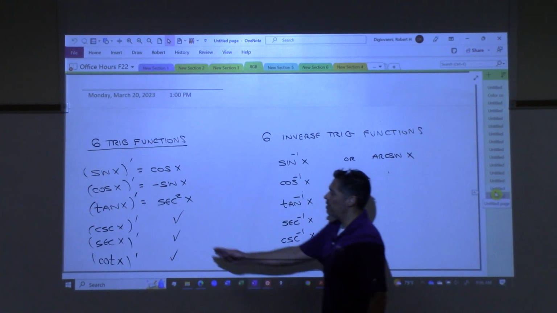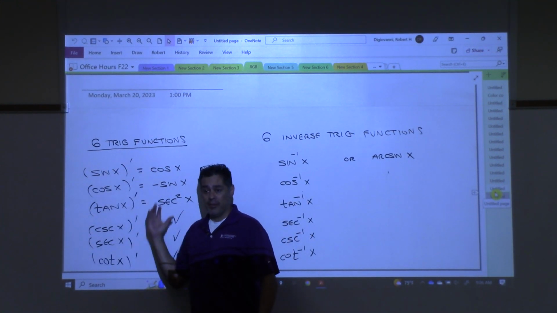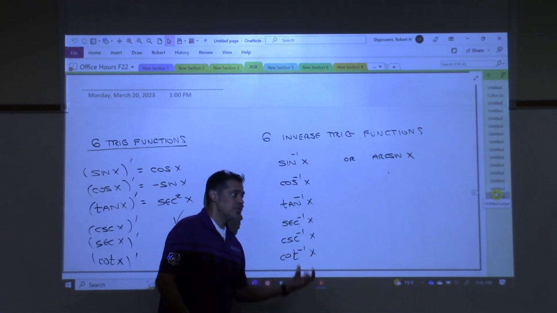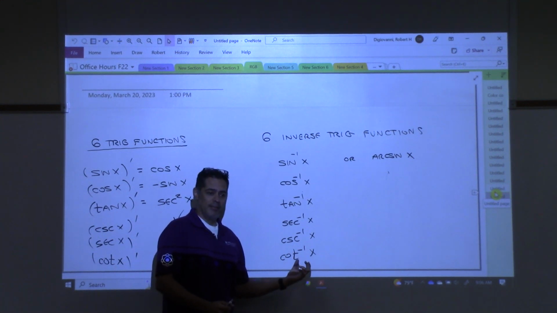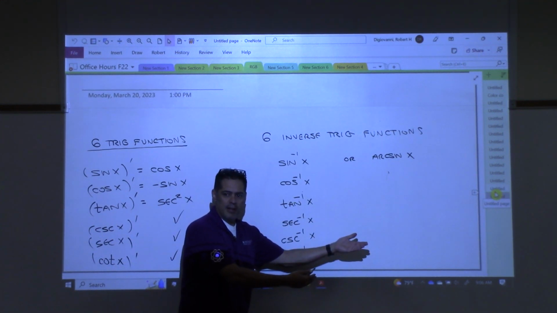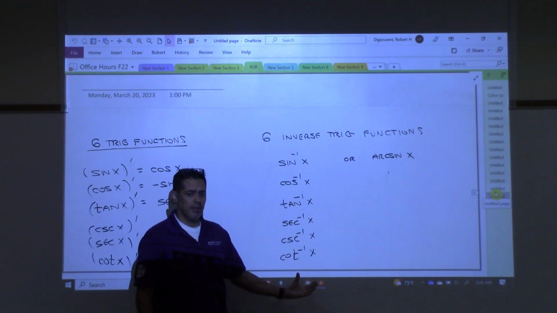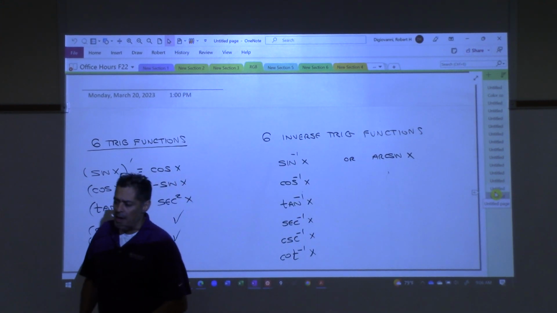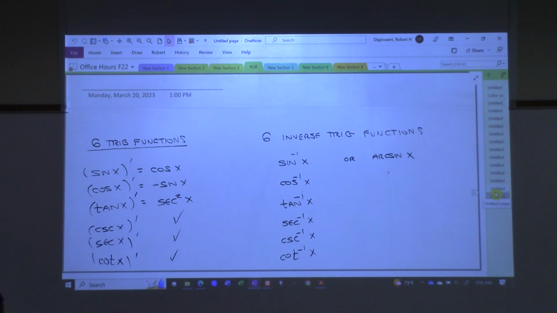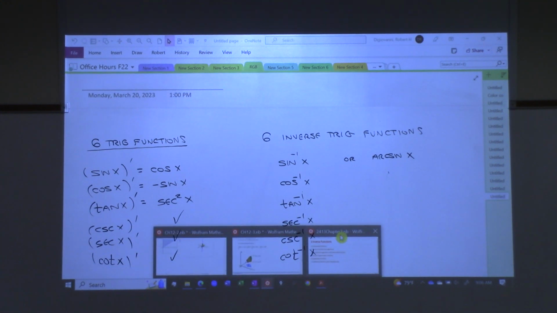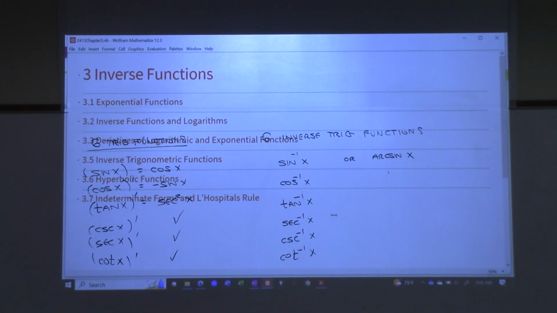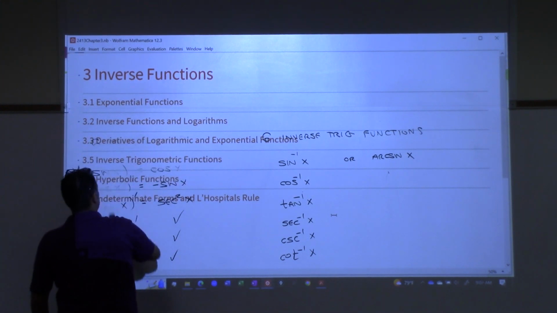So you've got the 6 trig functions, and they each have derivatives. We have the 6 inverse trig functions, and guess what? They each have derivatives too. So what we want to talk about are the derivatives of these. I don't want to get too deep into pre-cal here, but I want to remind you of some things from pre-cal. So chapter 3, I'm going to erase everything I just put on the board. Chapter 3.